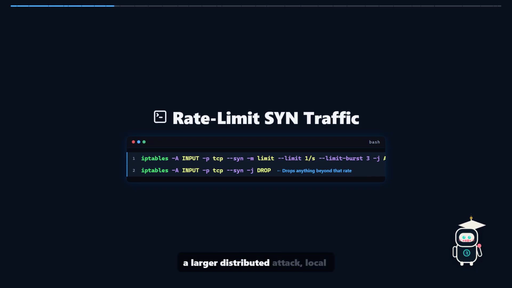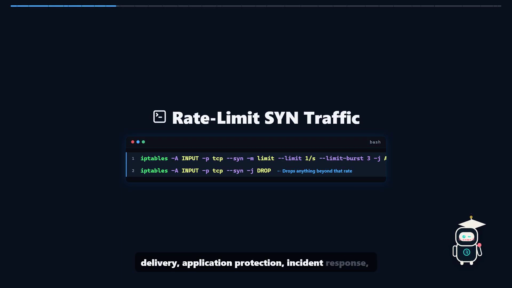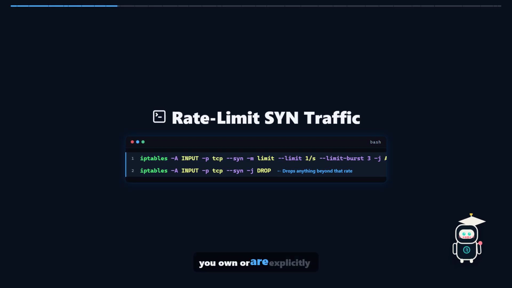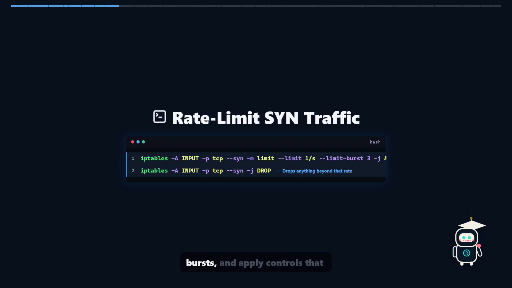For a larger distributed attack, local rules may be only one small part of the response. Upstream filtering, load balancing, content delivery, application protection, incident response, and coordination with the provider may all be necessary. Only change firewall rules on systems you own or are explicitly authorized to administer. The principle is simple. Learn what normal traffic looks like, detect abnormal bursts, and apply controls that reduce abuse without breaking legitimate service.